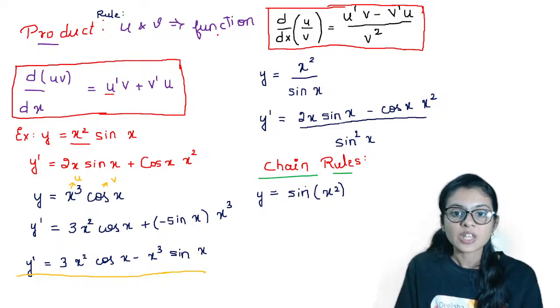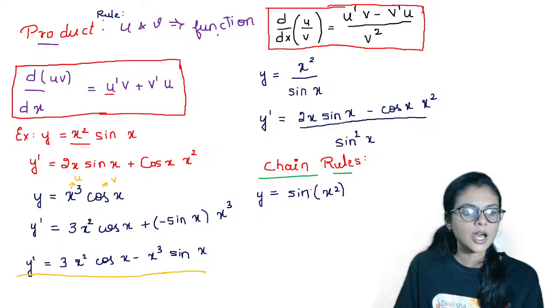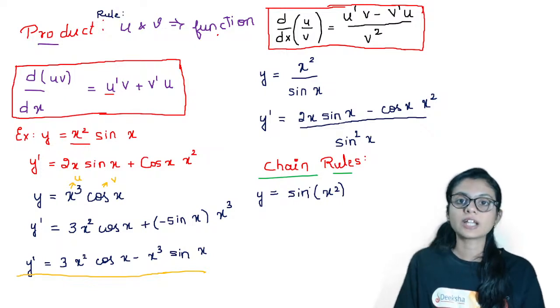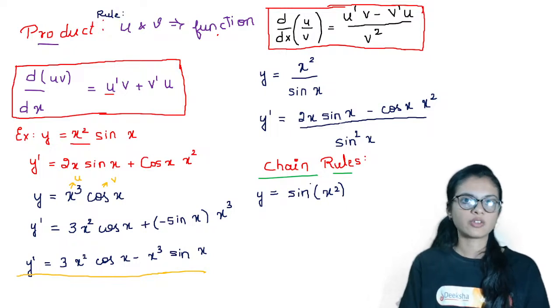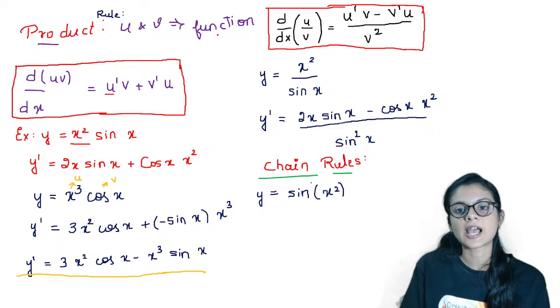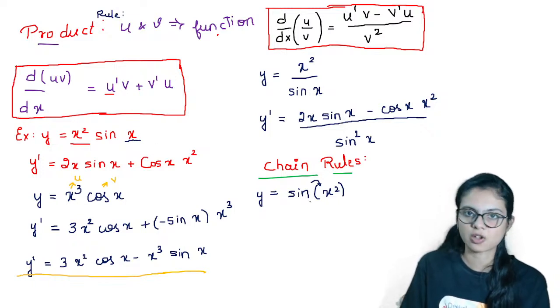It's not like that. It is sine of x square. It's not sine into x square. Please understand this. It is extremely important. If you get confused with the product rule and chain rule, then you are going to lose lots of marks. This is sine of x square, nothing but it is inside this x value. So this x is not simply the x, but it is x square.